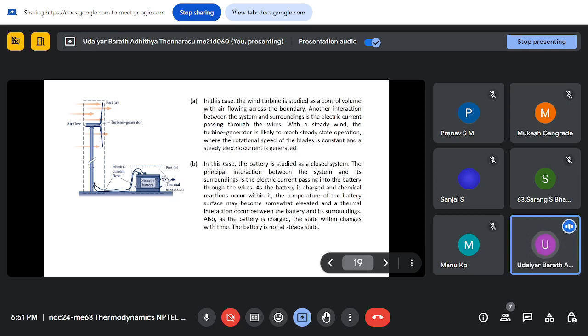If you see this process, is it a steady process? You cannot say it's a steady process, because the chemical reaction which is happening inside depends upon time. Initially it will be fully discharged, but as time progresses, because of the electricity which is coming in, the battery will start charging. So it's varying with respect to time. So this is not a steady state process. So that's what we can infer from the problem.